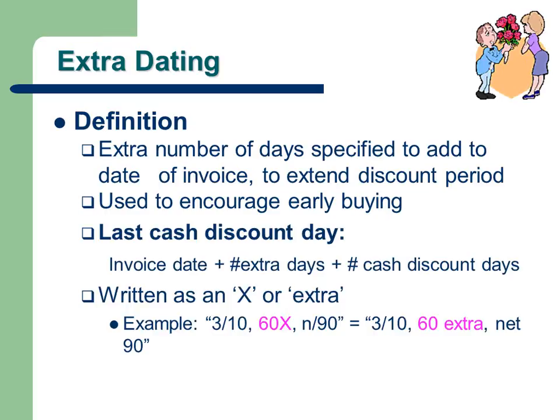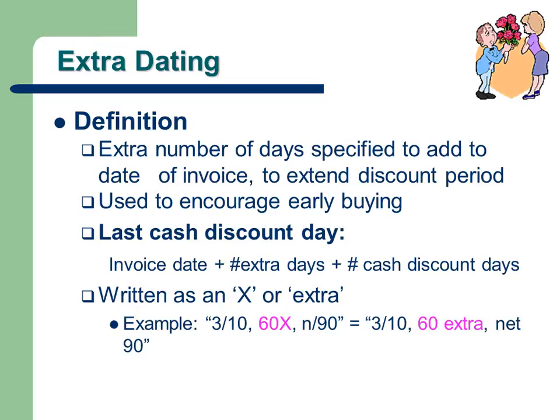So under the extra dating term, the last cash discount day is calculated by adding the extra days that are written on the term as well as the regular cash discount days that are written on the term. So when you write the extra dating term on the invoice, you write it like the example that is shown on the slide. Like 3/10, which is like a regular dating term, right? So that means you have a 3% discount if you pay in 10 days, right? But after that, you would put 60x, okay, which indicates you've got 60 days extra, okay?